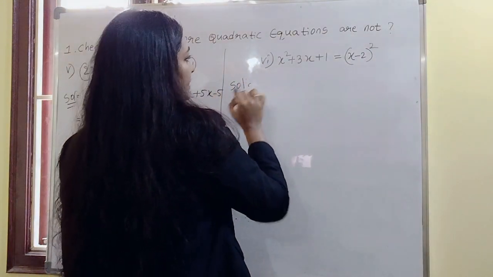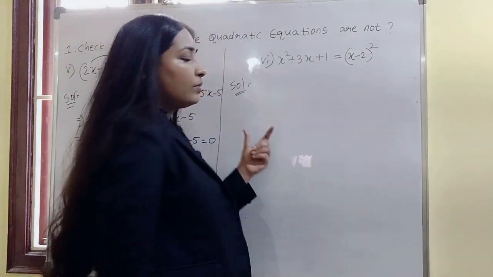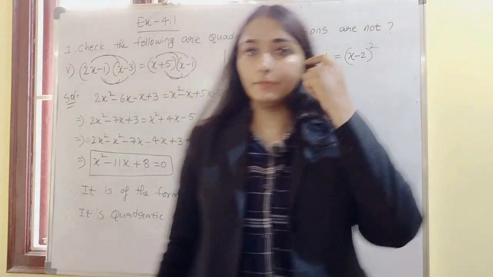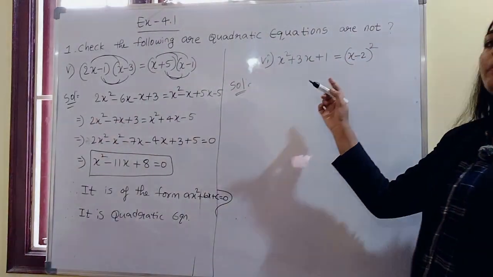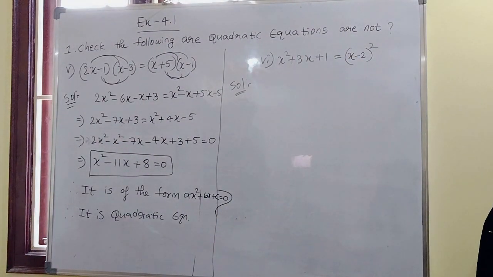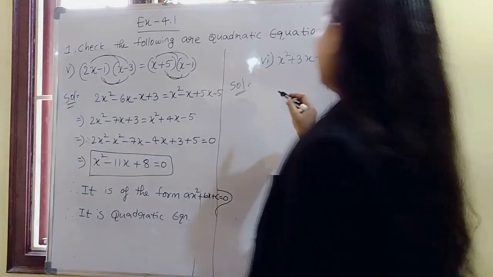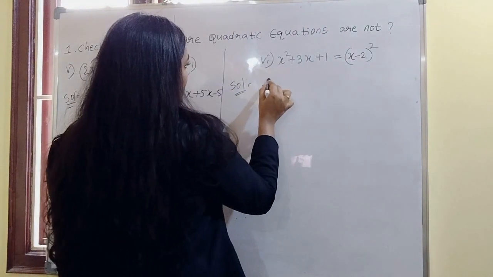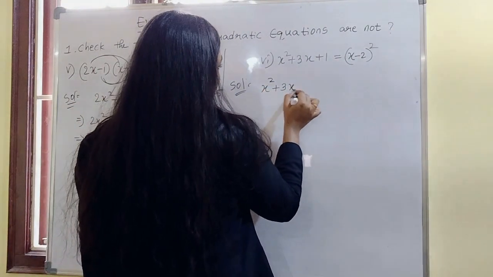So, let us check the fourth one. Fourth one, x square plus 3x plus 1 is equal to x minus 2 whole square. Okay, so x square plus 3x plus 1 is equal to x minus 2 whole square. So here I am not changing the LHS, x square plus 3x plus 1.